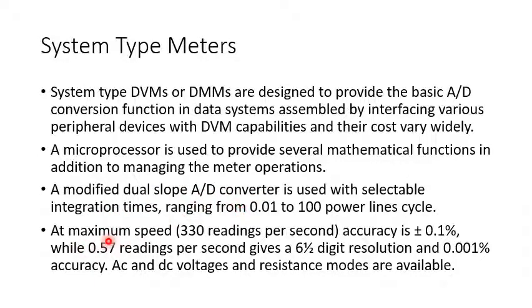Then the maximum speed is 330 readings per second, with accuracy of 0.1%, while 0.57 readings per second gives a 6 and a half digit resolution and 0.001% accuracy. So depending on what application you have, if you want maximum speed, your accuracy is around 0.1%, and if you have 0.57 readings per second, then your accuracy will be more like 0.001%. It depends on what application you have. You can change the meter depending on what application you are using.